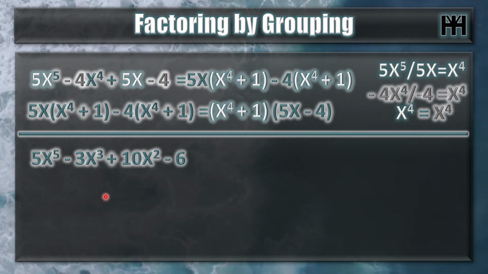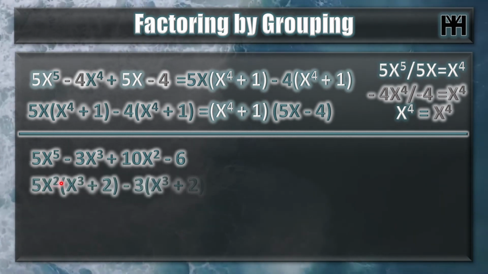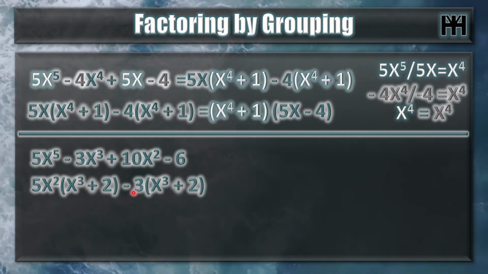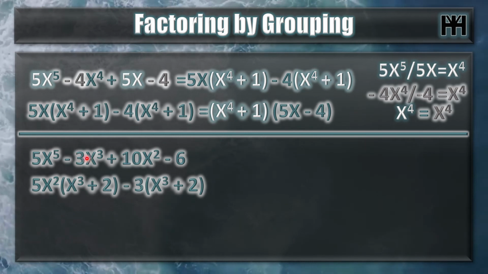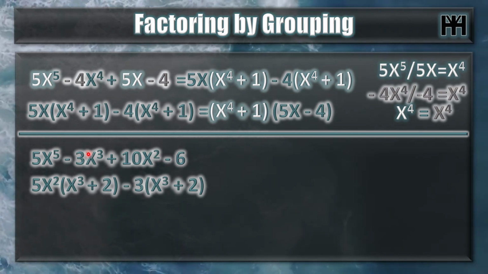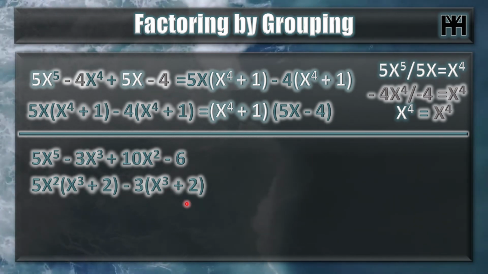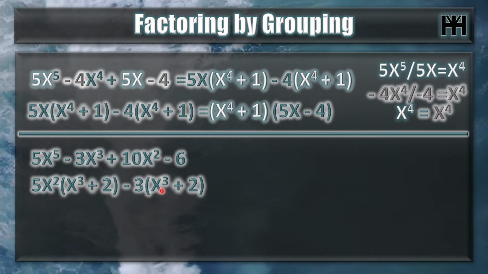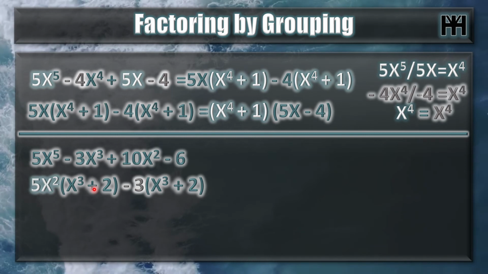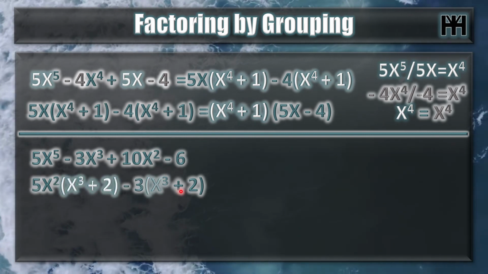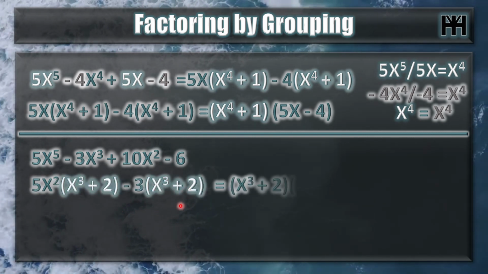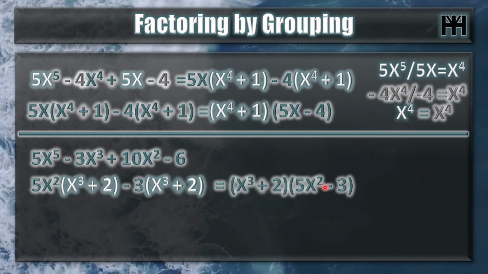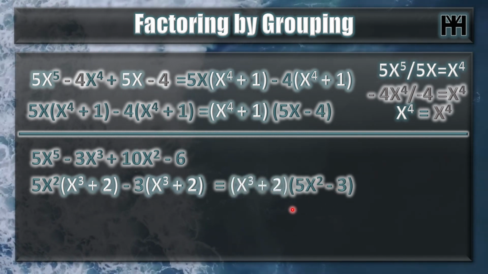So let's begin. You will take 5x^2 as a common factor here. It will give us (x^3 plus 2) minus 3. We take it as a common factor between these two, (x^3 plus 2). You see here x^3 plus 2 is repeated, so we can take it again as a common factor. So we'll have (x^3 plus 2) multiplied by (5x^2 minus 3).